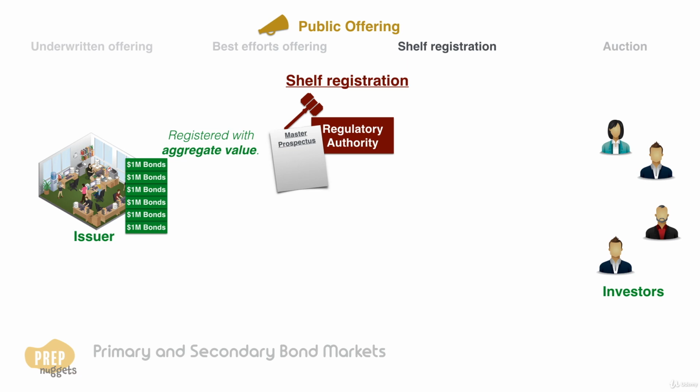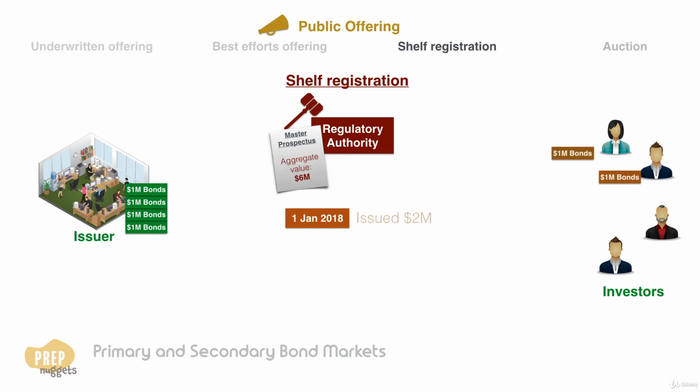So, for example, the issuer registers with the regulators on 1st of January 2018 an aggregate of $6 million worth of bonds to be issued. At this instance, the issuer needs $2 million, so it issues $2 million worth of bonds to investors.